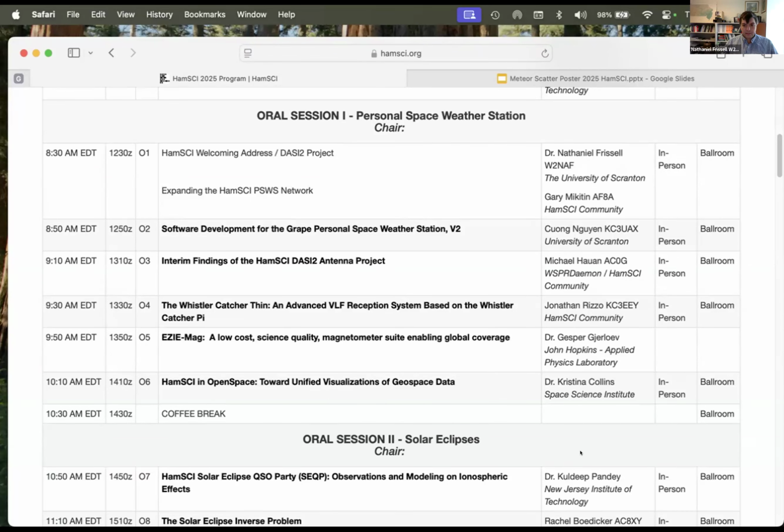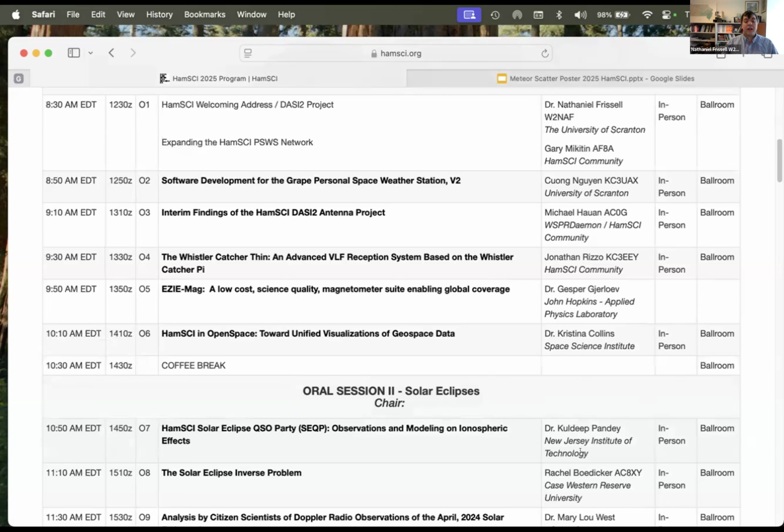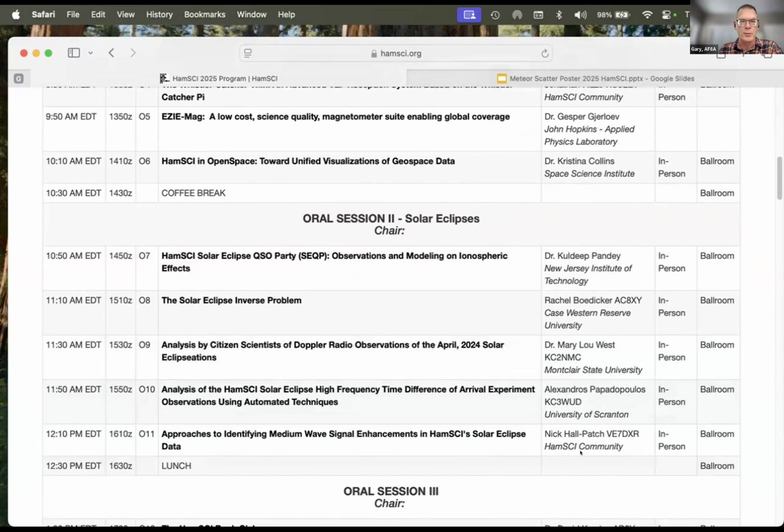Then we have Jesper Yarlov, who's going to be talking about a magnetometer project that is a citizen science magnetometer project, but it's not the HamSCI citizen science magnetometer. It's one from another citizen science project. And then finally, we're going to hear from Christina Collins, who's going to be the chief operations scientist for the DAISY 2 project. She will be giving a talk not only about DAISY 2, but about some of her visualization work. And we go off to the coffee break. All the all-important coffee breaks.